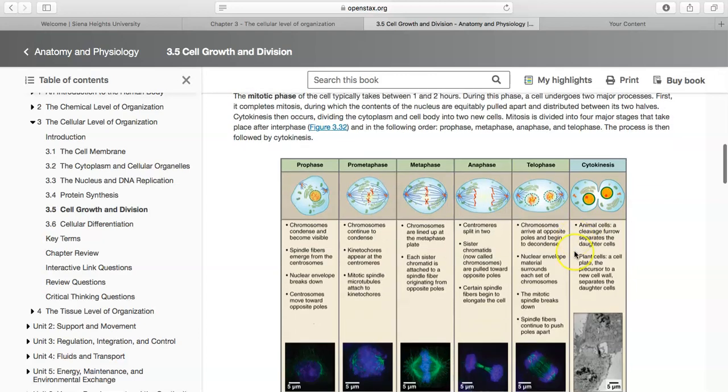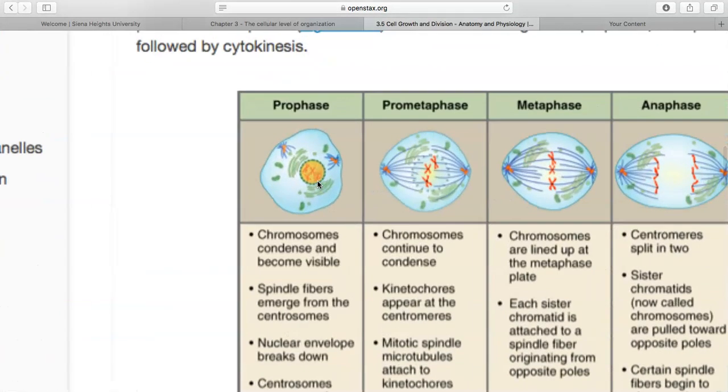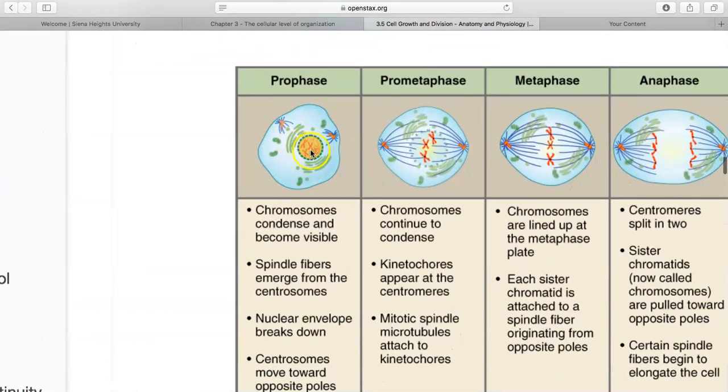So let's talk about the phases just really basically. So in prophase, what you'll see is the chromosomes will condense. Let's see if I can even zoom in just a little bit. The chromosomes will condense into those structures that you're familiar with, right? Where we have sister chromatids, and let's say these are the same from mom and dad, those will be homologous pairs.